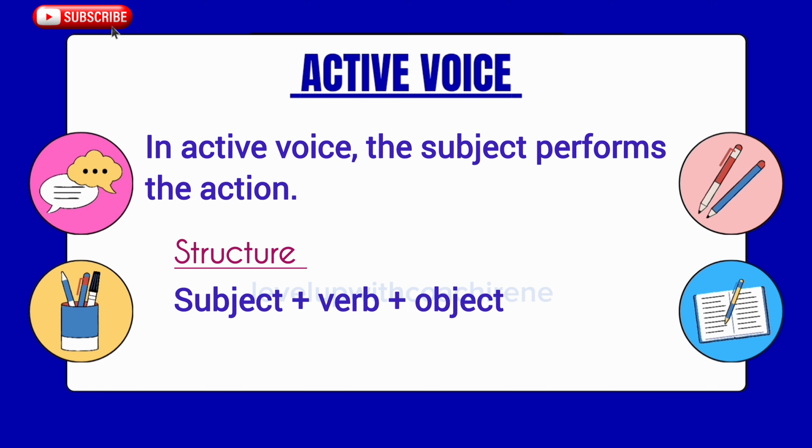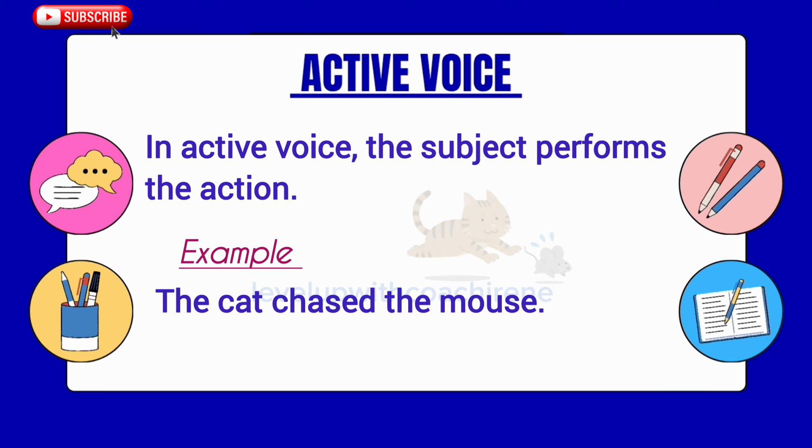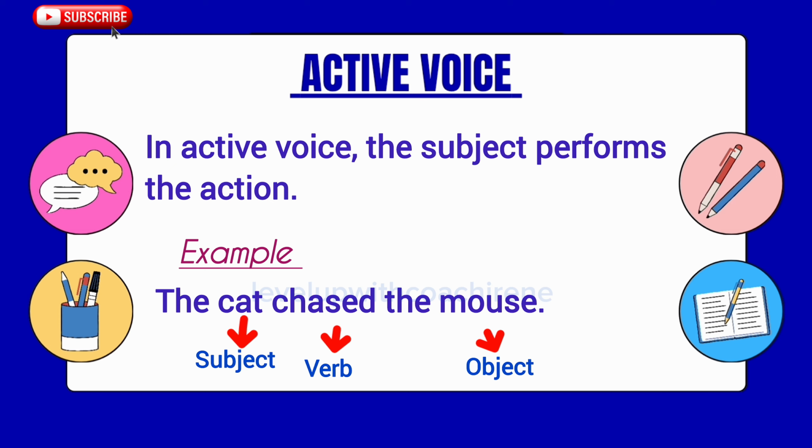It is formed with subject plus verb plus object. For example, the cat chased the mouse. In this sentence, the cat is the subject, chased is the verb, and the mouse is the object. Active voice makes the sentence more direct and engaging.